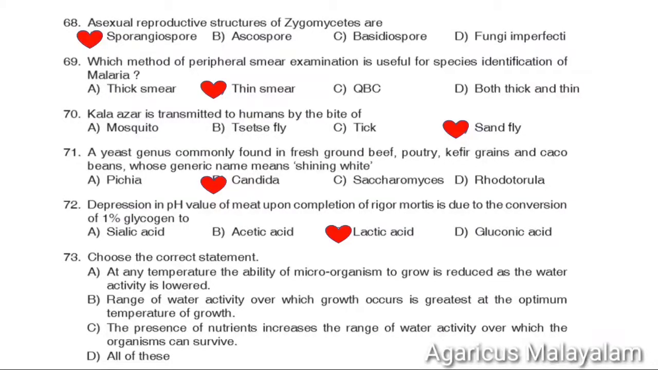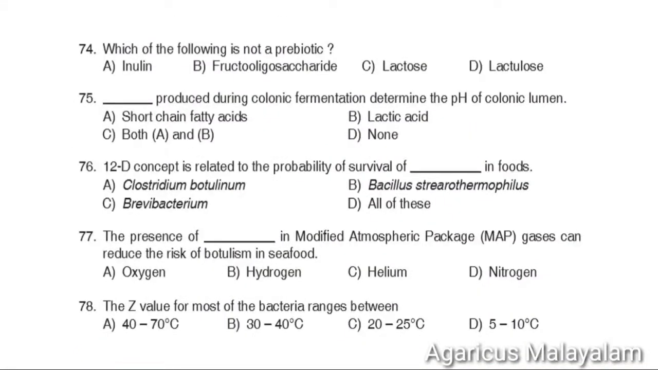73. Choose the correct statement. Correct answer is option D. 74. Which of the following is not a prebiotic? Correct answer is option C, lactose. 75. Dash produced during colonic fermentation determine the pH of colonic lumen. Correct answer is option C.